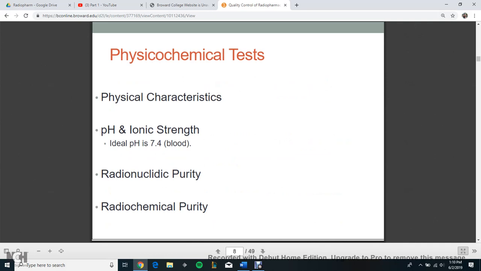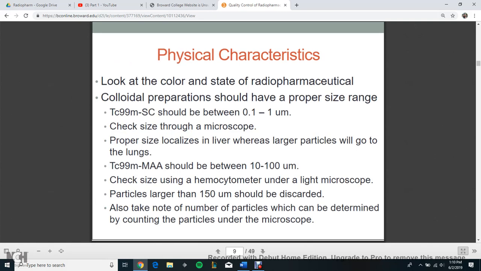Physicochemical tests. Physical characteristics, pH and isotonic strength. The ideal pH is 7.4 for blood. Radionuclidic purity and radiochemical purity.